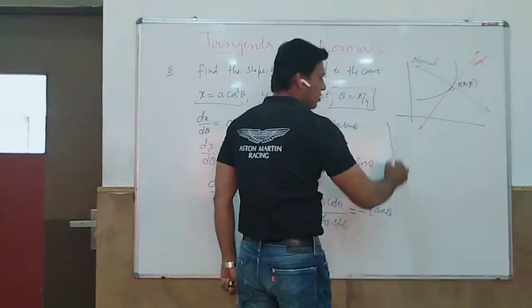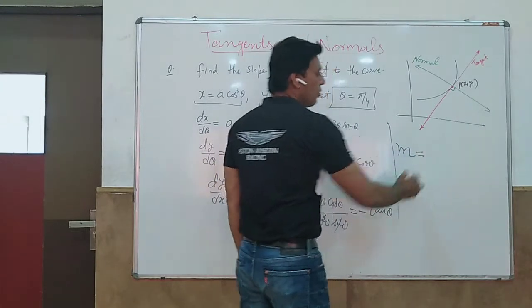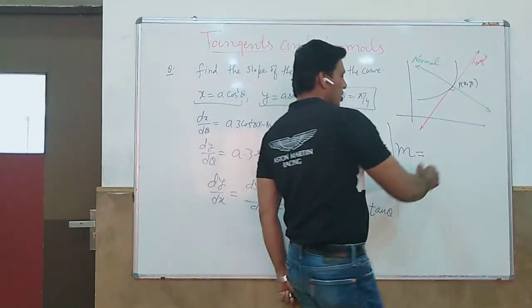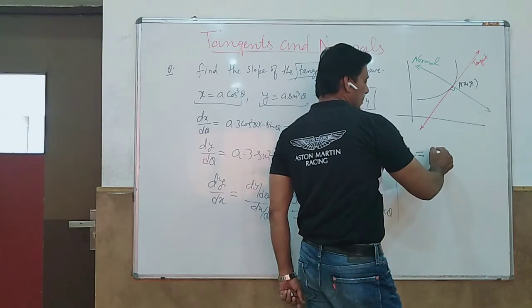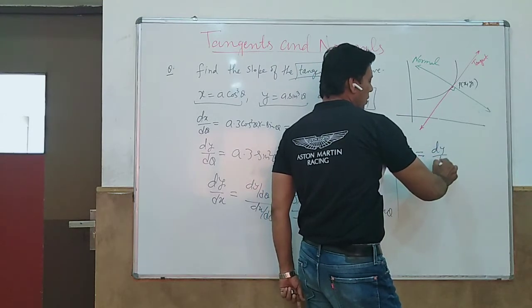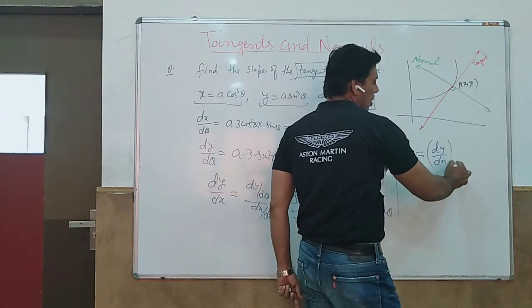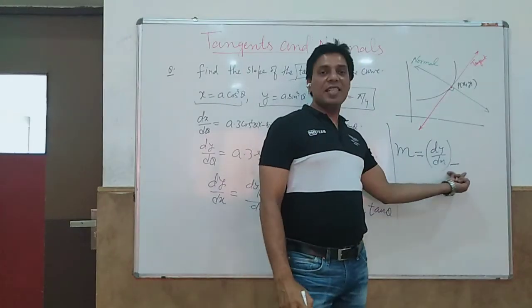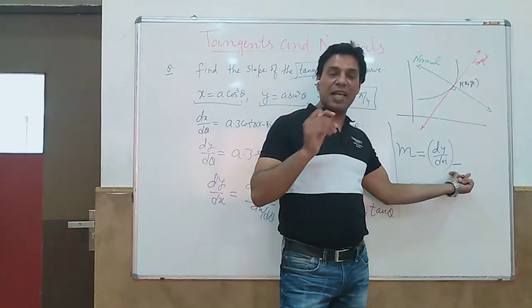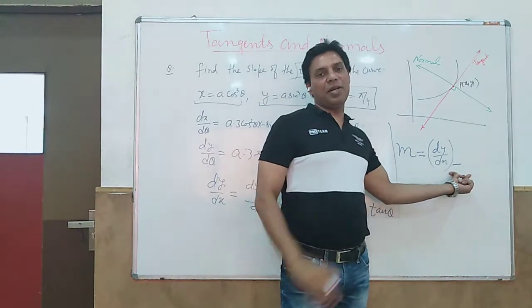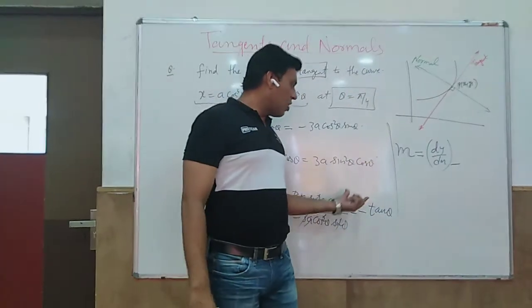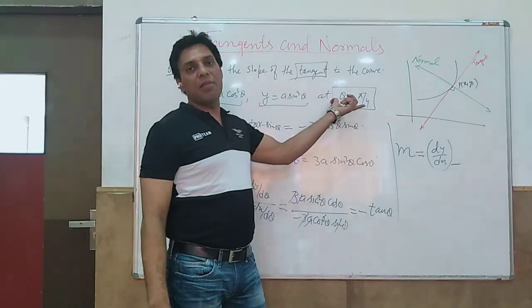So how to find the slope of the tangent? To find the slope of the tangent, you have to put dy upon dx and put the point into it, whether the point is in the Cartesian form, that is x1, y1, or in the parametric form. In this question, we have been given the point in parametric form.